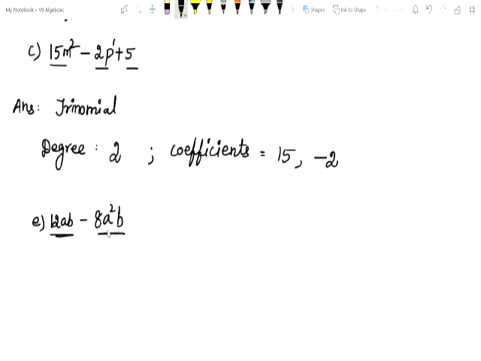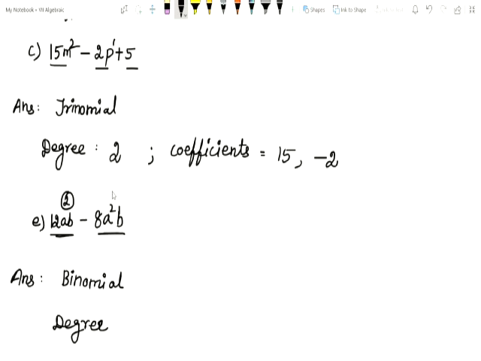So this expression has 2 terms. And what type of expression is this, children? An algebraic expression having 2 terms is called a binomial. What is this? Binomial. Next, we need to find the degree. Okay. So in this, see here, 2 variables are there. So a power 1, b power 1. So the degree is 2.